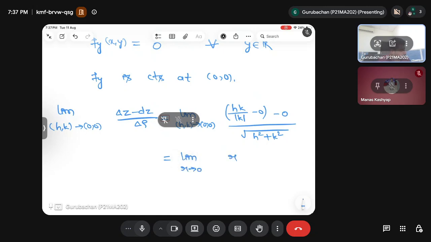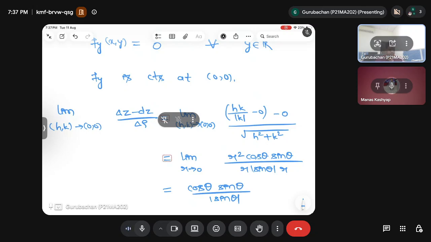Obviously yes. R square cos theta sin theta divided by R mod of sin theta into R, limit R tending to 0. Directly I can write cos theta sin theta, but from this it is coming out to be not differentiable.